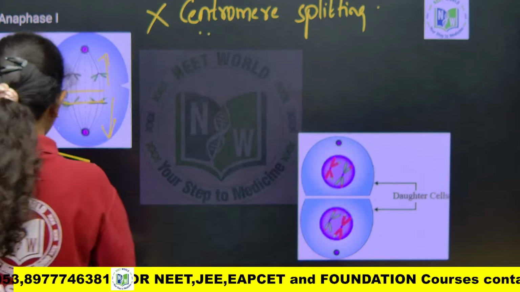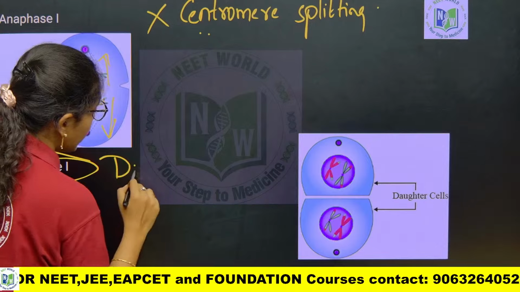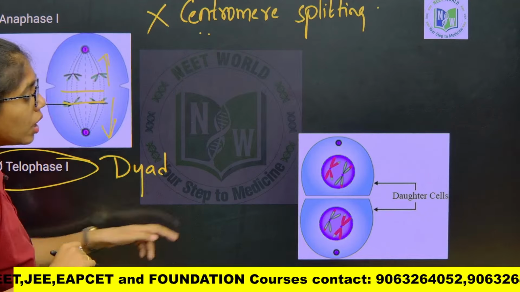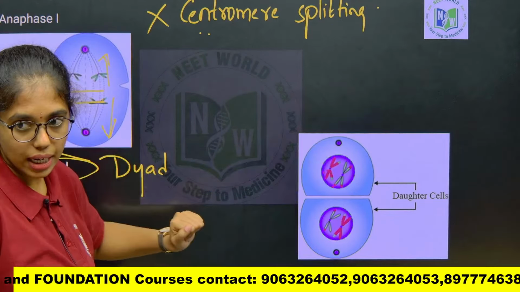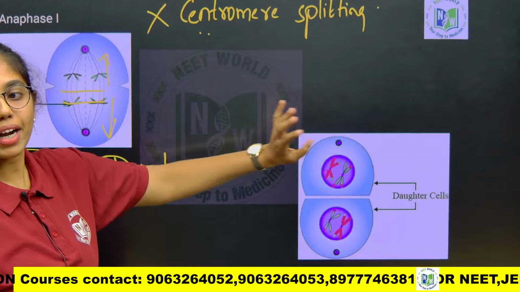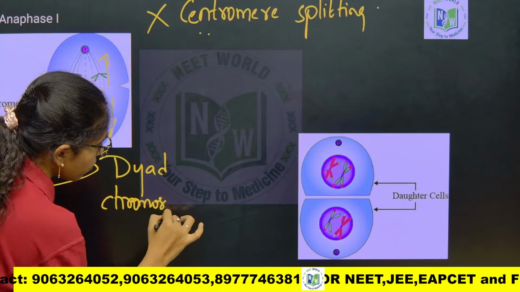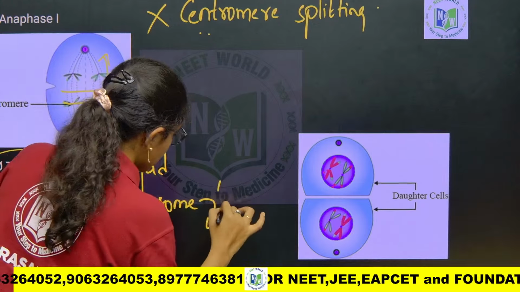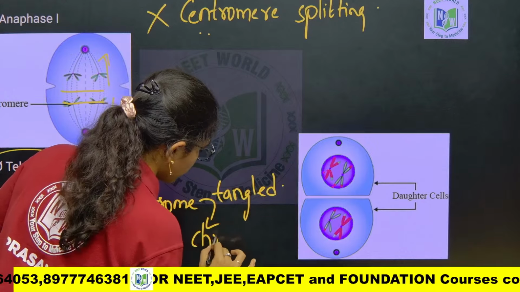And next, telophase I is the same case, but here you can see the dyad condition. Dyad means two chromosomes you can see in a single nucleus or a single cell, where the chromosomes will get tangled into chromatin.